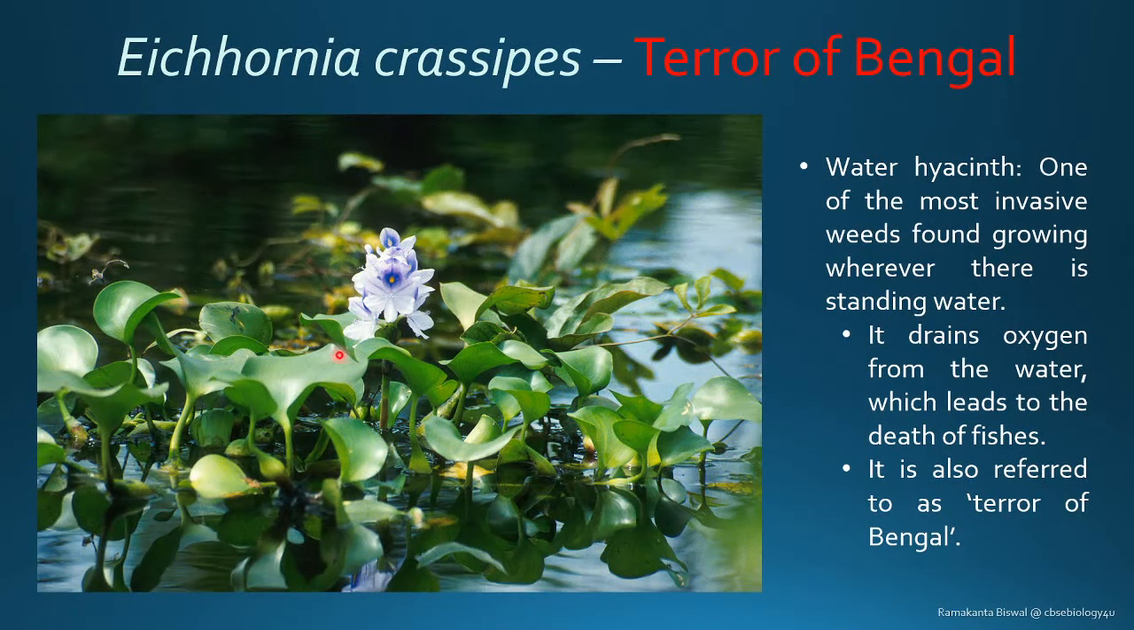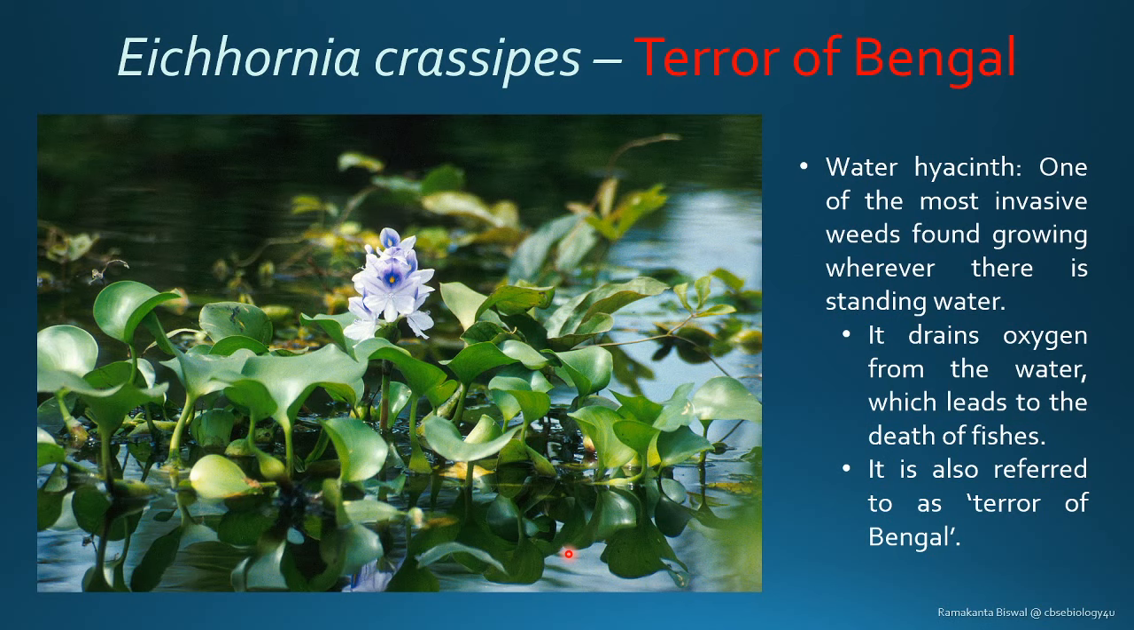Now, Eichhornia, this typical plant, this typical weed actually, you would have seen in some of the water bodies near your locality. It's very important to understand the mechanism of growth of this particular plant. It is one of the most invasive, one of the most deadly weeds that we find in our locality. In standing water, this weed, Eichhornia crassipes, is the scientific name, and the common name is water hyacinth, also nicknamed the terror of Bengal.